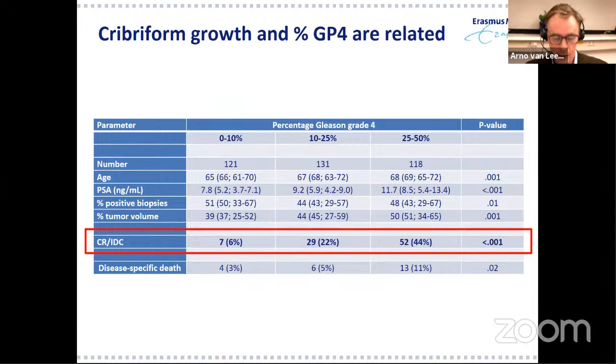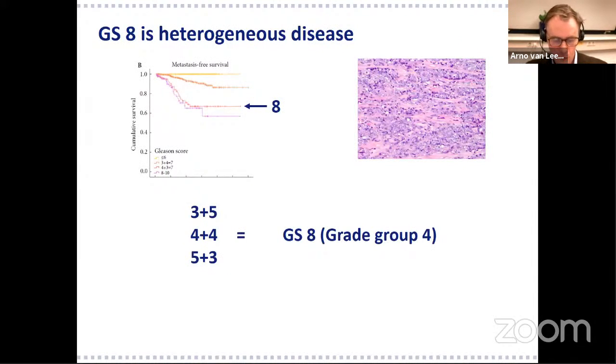As you can see here, biopsy grade group 2 men with less than 10% Gleason pattern 4 had cribriform architecture in 6% of cases. But the frequency of cribriform pattern increased to 44% in grade group 2 biopsies with more than 25% Gleason pattern 4. And although not shown in this slide, presence of cribriform growth outperformed percentage Gleason pattern 4 in predicting clinical outcome. Cribriform growth is an independent predictive parameter in Gleason score 7 patients.